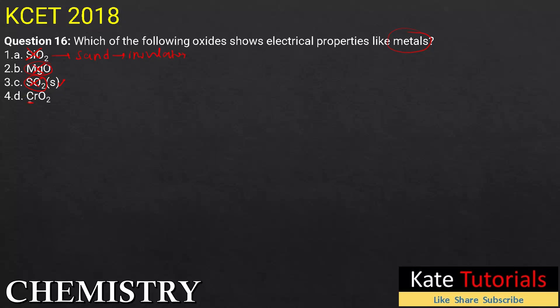But this is transition metal oxides, which show electrical property. They conduct electricity, so they show electrical property. You have studied this in the d and f block chapter, in which they tell that transition metal oxides will have electrical property. It means they are going to conduct electricity. So the answer is the fourth one, that is D.